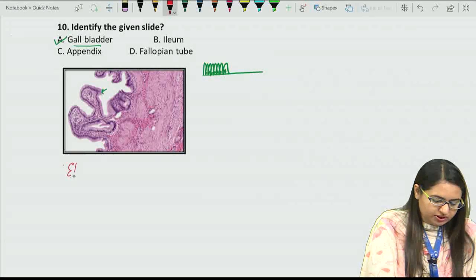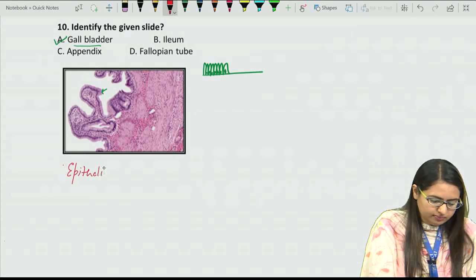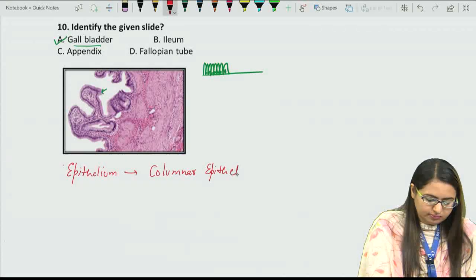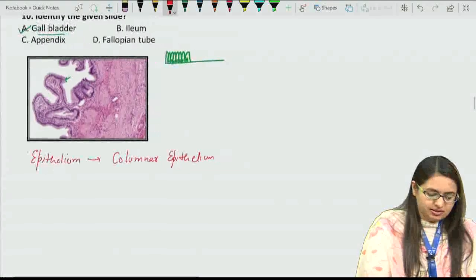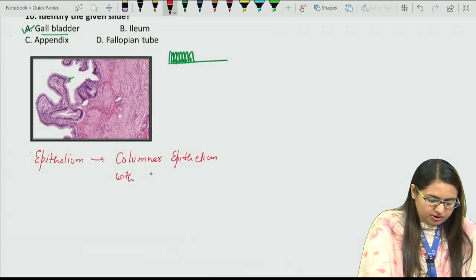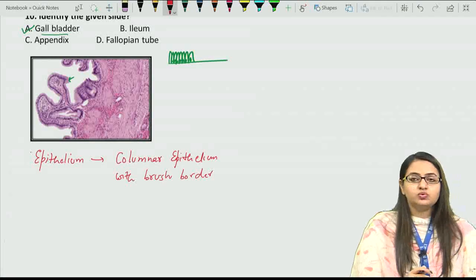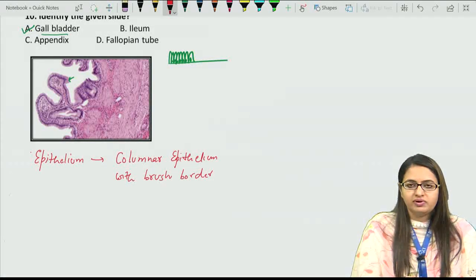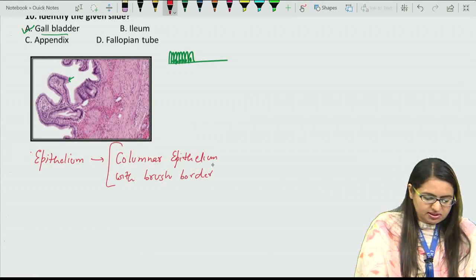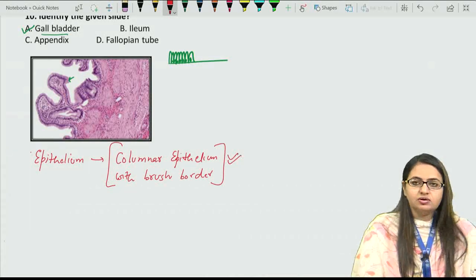So when we talk about the gallbladder, the epithelium is columnar epithelium, and in this each cell is having the brush border. The columnar epithelium with brush border is there. That means towards the apical portion it is thrown into the microvilli so as to increase the surface area of absorption, and this type of epithelium is typically present in the gallbladder.